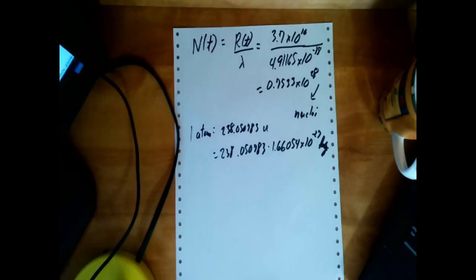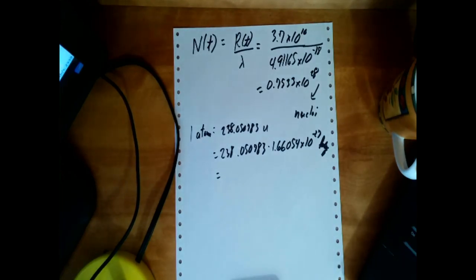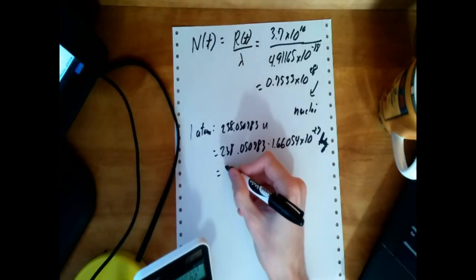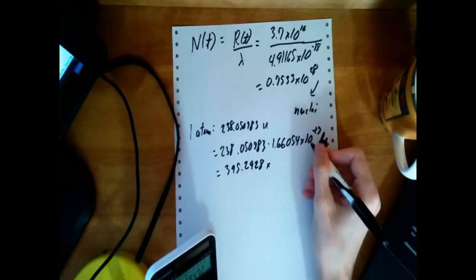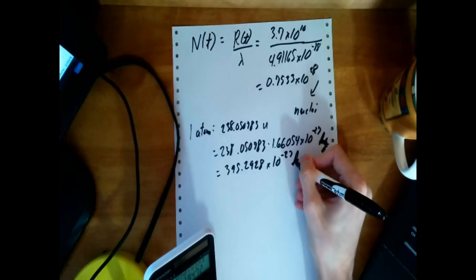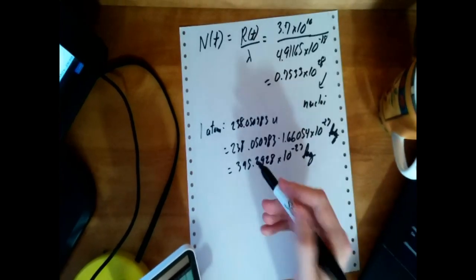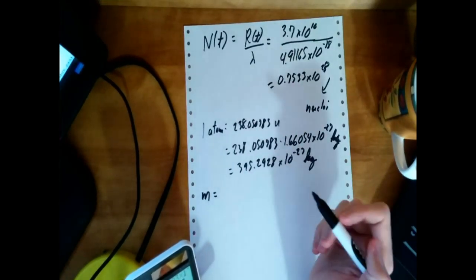So for one atom, we have this mass. So I'll compute it pretty fast. 238.050783 times 1.66054. So I'd get 295.2928, let's say, times 10 to the power minus 27 kilogram for one single atom of uranium-238. So we have this number. I'll just multiply the two. The total mass will be equal to this times our number.